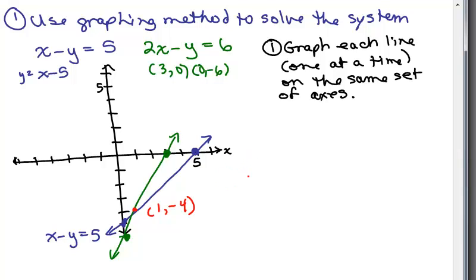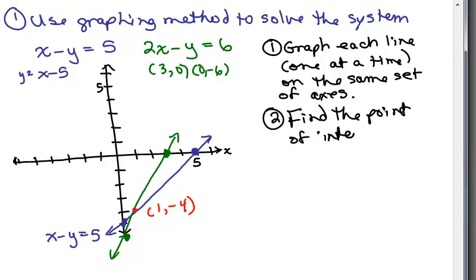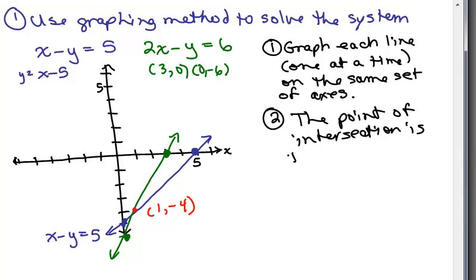All right, so let's just check. And before that, explain what do we do. After we graph each line one at a time on the same set of axes, what do we just do? Find the point of intersection. That's the important part. Or actually, I should say it. The point of intersection is the solution. Okay, the point of intersection is the solution.